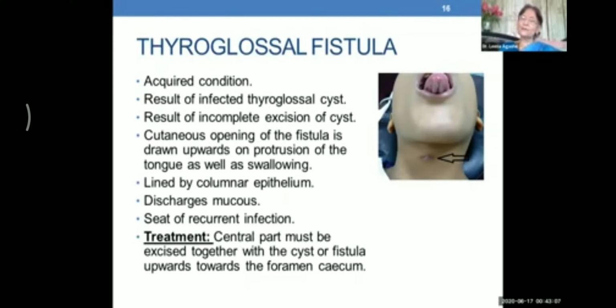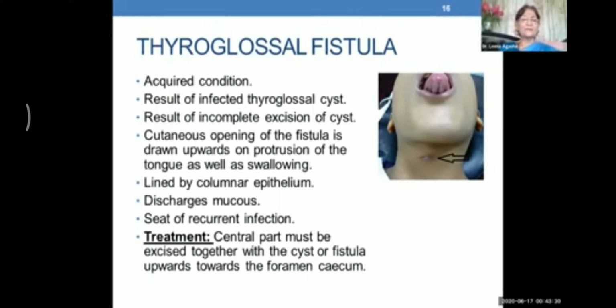Thyroglossal cyst and fistula will move upwards with swallowing as well as with the protrusion of the tongue because of its connection at the foramen cecum. In contrast to this, thyroid swelling will move on swallowing only, and it will not move on protrusion of the tongue. This is lined by columnar epithelium.